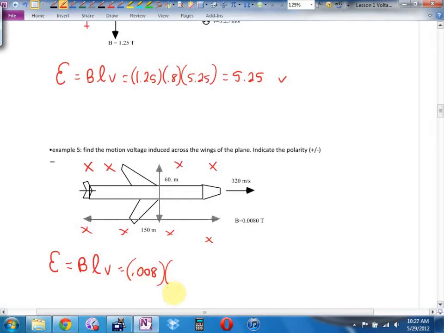Which length am I going to use? The length that is perpendicular to the magnetic field and the velocity. Am I going to use the 150 or am I going to use the 60? The 60. And the velocity of 320. Katie, how many volts will we induce here across this airplane? How many?